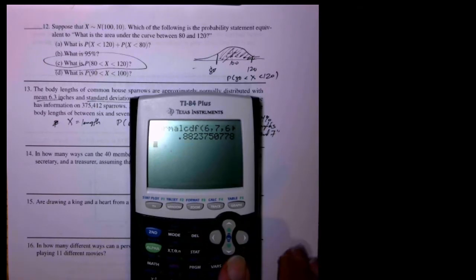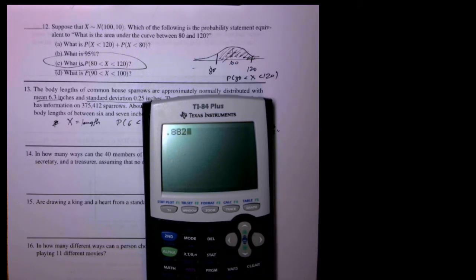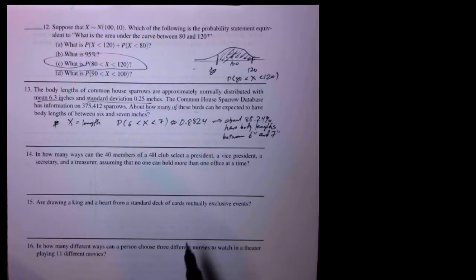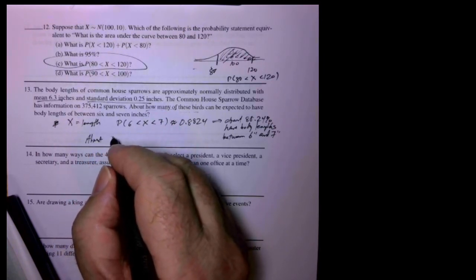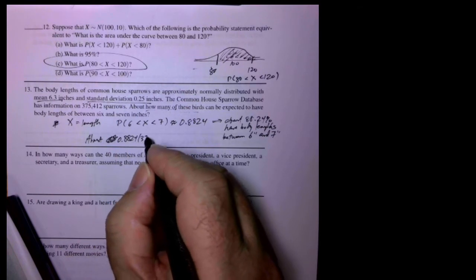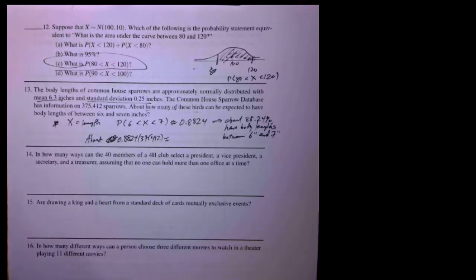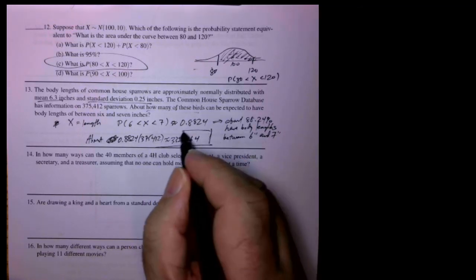So we're just going to do this, 0.8824. Can you see this? Nope, I can't. 0.8824 times whatever that is there, 375,412. 331,264. Sorry. 0.8824 times 375,412, which was, what again? 331,264. Have body lengths in the right range.